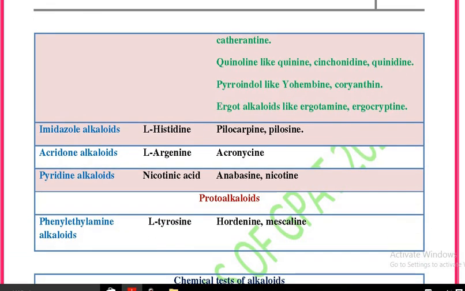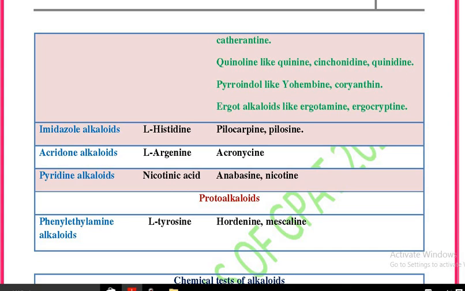Catharanthine, then quinine, cinchonidine, quinidine. Okay. Ergot alkaloids are also derived from tryptophan. These are a class of indole alkaloids. Then next one is imidazole alkaloids. They are biosynthesized from the histidine amino acid. Examples are pilocarpine and psilocin.